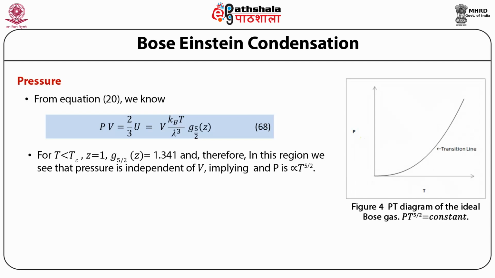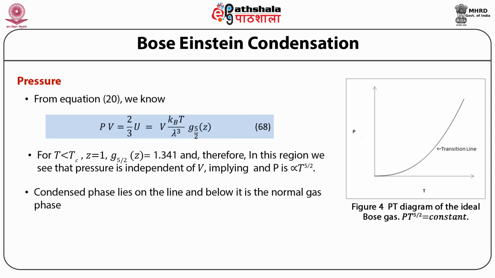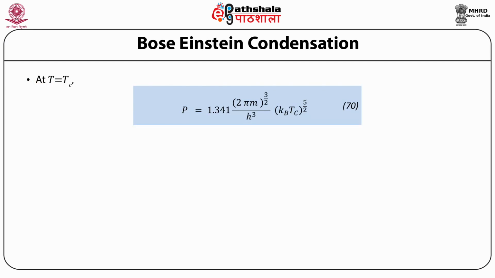Figure 4, which is the PT diagram of the ideal Bose gas, shows P T raised to power 5/2 is equal to a constant curve. The condensed phase lies on the line and below it is the normal gas phase. At T equal to Tc, P is equal to 1.341 multiplied by (2 pi m) raised to power 3/2 over h cube multiplied by (kBTc) raised to power 5/2.